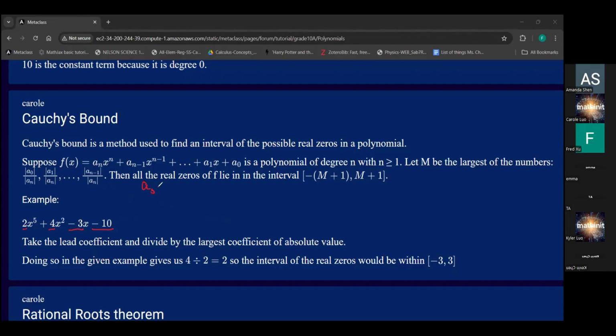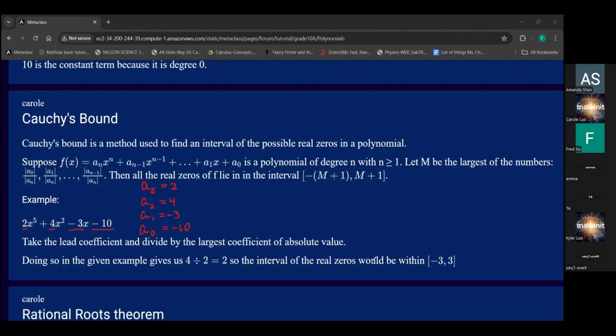So a of 5, which is the coefficient for this term over here, so the leading term, is equal to 2. A of 2, which is the coefficient for this term, is equal to 4. A of 1, which is the coefficient for this term over here, is -3. And then the coefficient for this term is the constant, so it's just -10.